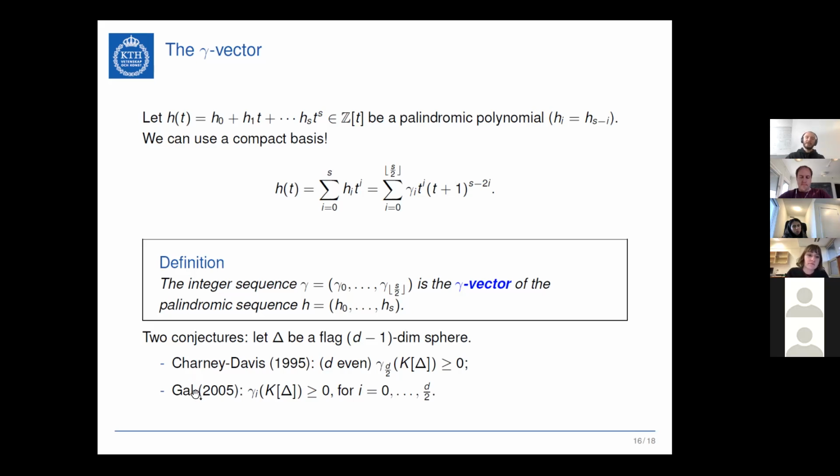And it has been generalized by Gal in 2005. So Gal's conjecture predicts that the gamma numbers, oh, by the way, when I write gamma i of delta, I mean the gamma vector associated with the H vector of delta. Maybe that's not sufficiently clear. That's what I mean. And Gal's conjecture predicts that these numbers are all non-negative. So that when I apply this funny transformation to the H vector of a flag sphere, I obtain a gamma vector which has non-negative entries. And this has been strengthened. For example, Nevo with Petersen have a conjecture that for flag spheres, this gamma vector is actually the f vector of a simplicial complex. And they also have further strengthenings on the type of simplicial complex that this gamma vector is the f vector of.